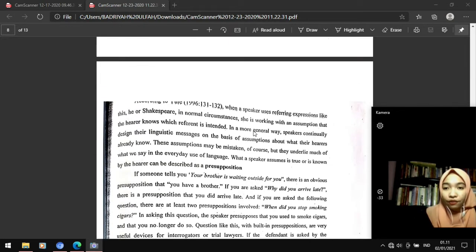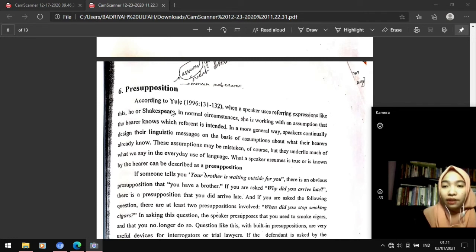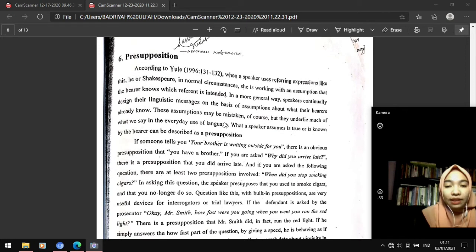We have what is this? Presuppositions. Now, what is presuppositions? Assumption. So the other word of presuppositions is assumptions. What do you mean by assumptions? That sentence, the sentence that you mention, give a lot of assumption.